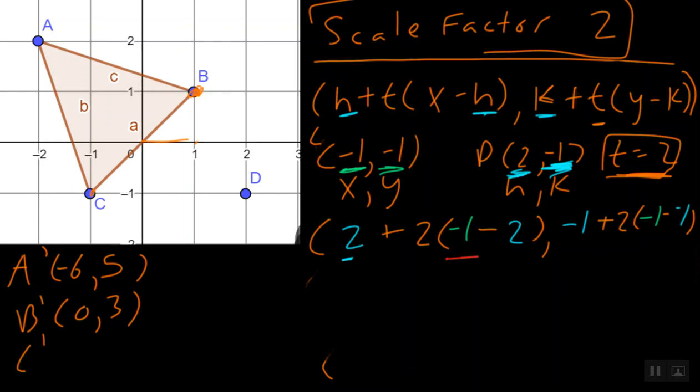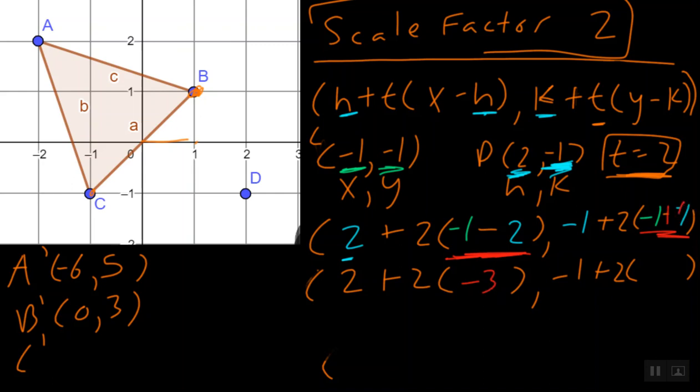Underlining what I'm going to do first in red, remember we always take care of our parentheses first, and so we can say, okay, we have 2 plus 2 times something, comma, negative 1 plus 2 times something. And in red, negative 1 minus 2 will be negative 3. And here, 2 negatives make a positive, and negative 1 plus 1 will of course be 0. Okay, let's go ahead and do our multiplication next.